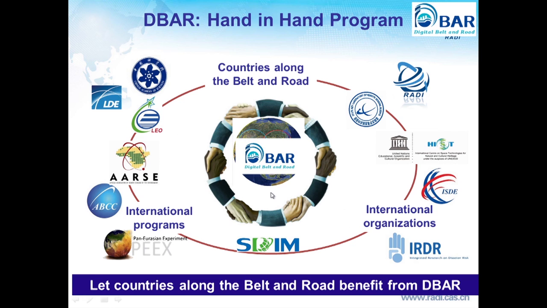So this is what we call a hand-in-hand program. Why should we work together? For DBAR, we should invite countries along the Belt and Road, the organizations, international programs, and international organizations. Already we have invited a lot of people. Last year I said it was 22; right now we have 26. So we work together and let countries along the Belt and Road benefit from DBAR.